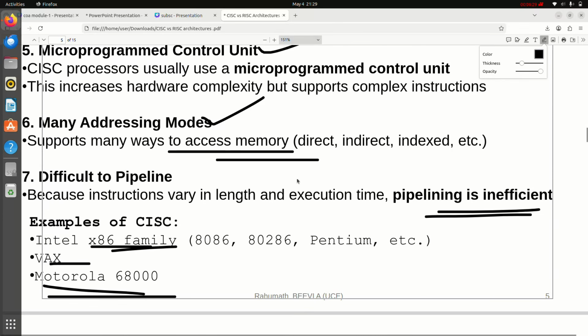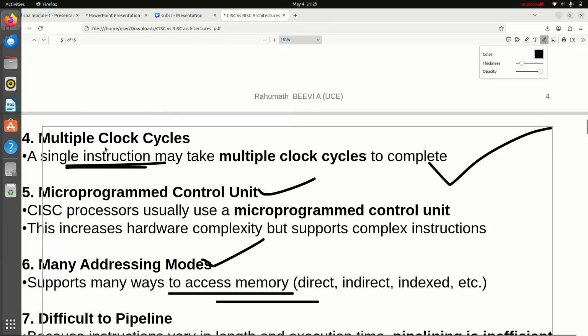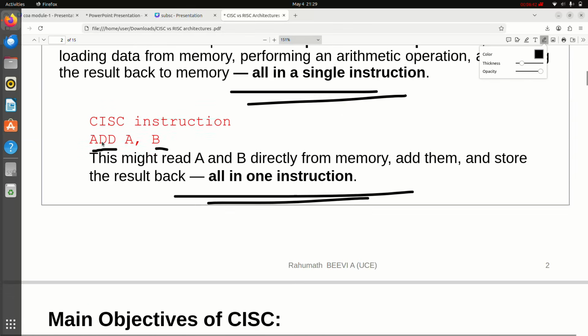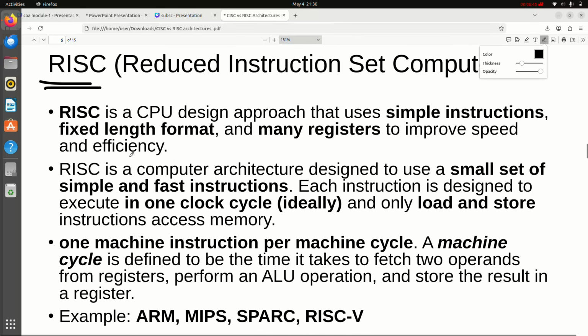Finally, we said pipelining is difficult. Examples you have to remember: Intel x86, VAX, and Motorola 6800. Now RISC. This was the complex instruction set computer, CISC. Now RISC means what? RISC means reduced instruction set computer, which would be the opposite of CISC.